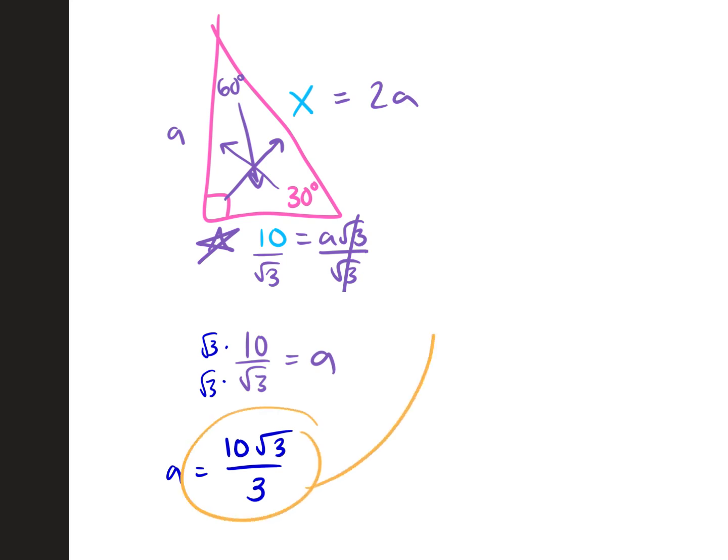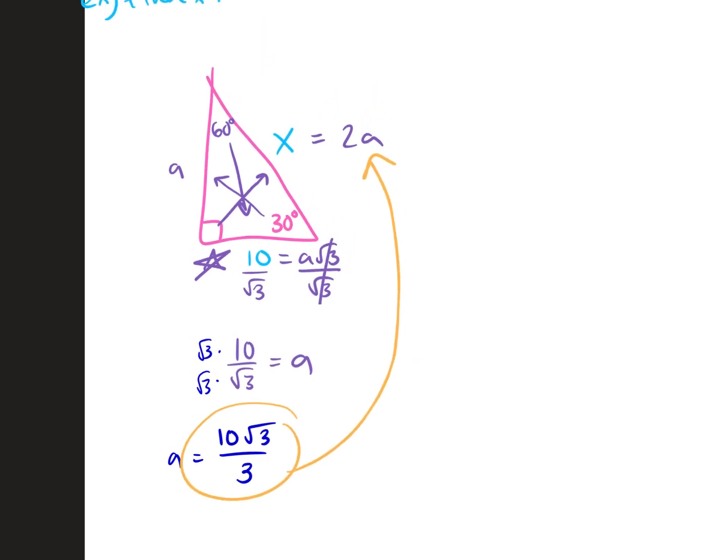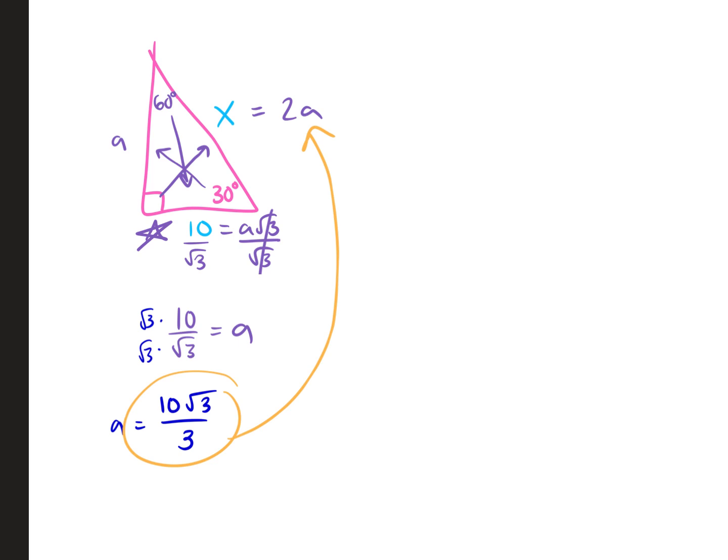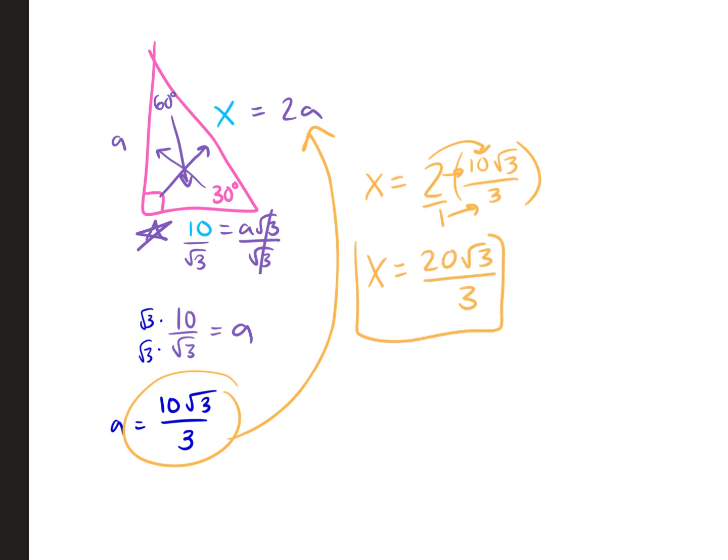Plug it in to the a. We're going to plug it into the one that we're looking for. That side, x is equal to 2a. So we have x is equal to 2 times a, which we know a is 10 square root 3 over 3. How would I multiply this? I just multiply it to the top. So remember, when you multiply a whole number by a fraction, you multiply straight across. So it only gets multiplied to the top. So we have 20 square root 3 over 3. So this would be x. That would be our answer.